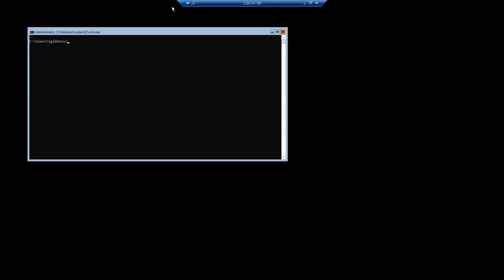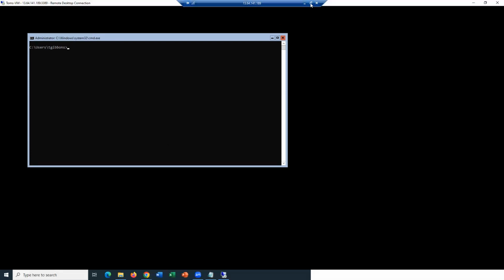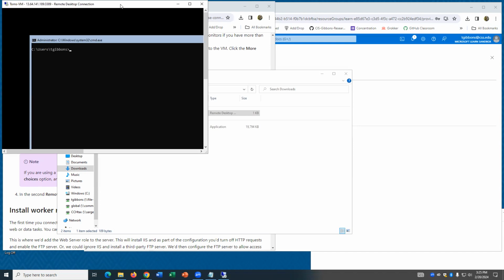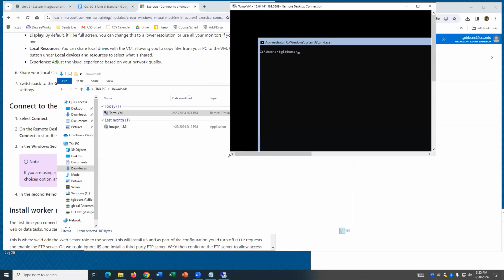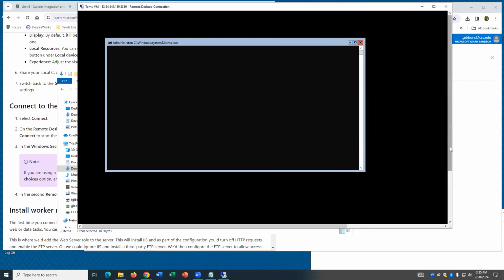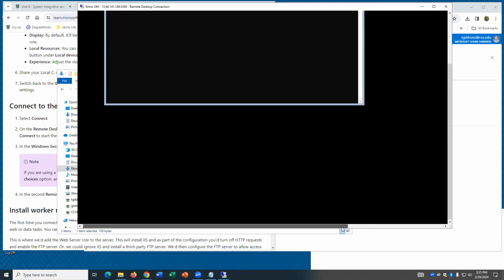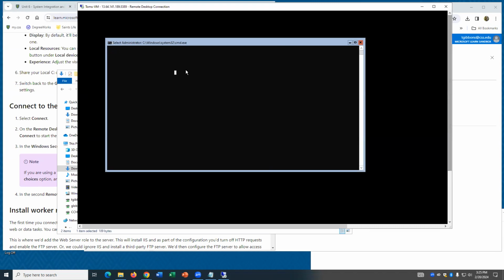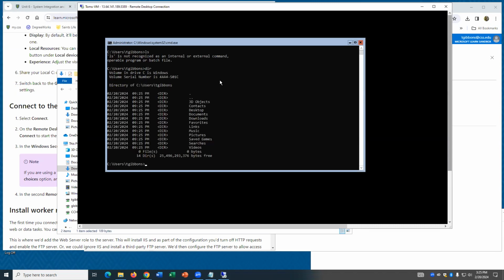I'm going to run, so it probably does this full screen. I don't want it in full screen right now, so I'm going to put this in a window so I can see the rest of it. So again, this is my remote desktop into this machine, this server. And I have a command line here where I can type in dir for this.